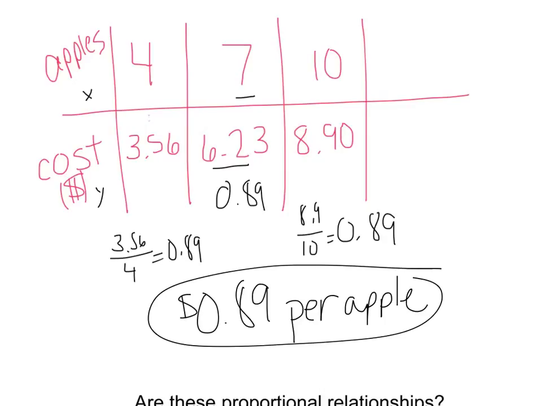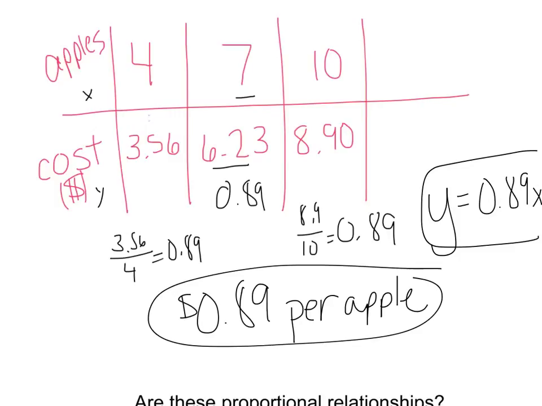All right. Oh, and we could write an equation from this. Y equals 0.89x. And you know if we did a graph, which we're not going to do, but our graph would start at 0, 0, because 0 apples would cost $0. And it would go up in a straight line to the right, meaning it would be a proportional relationship in our graph as well.